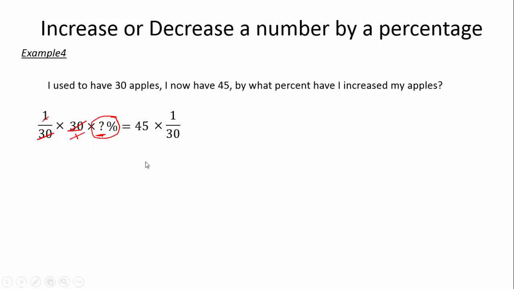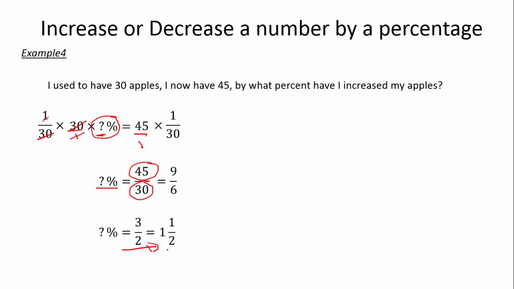And then over here, we have the question mark percent is equal to 45 over 30, because that's the same as 45 over 1. And then 45 times 1 is 45, and 1 times 30 is 30. We can simplify this further to give us 9 over 6, and even further to give us 3 over 2. What is 3 over 2? That is an improper fraction, so we need to convert it to a mixed number, and that is 1.5.